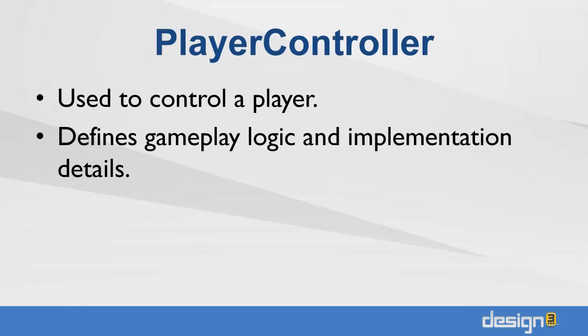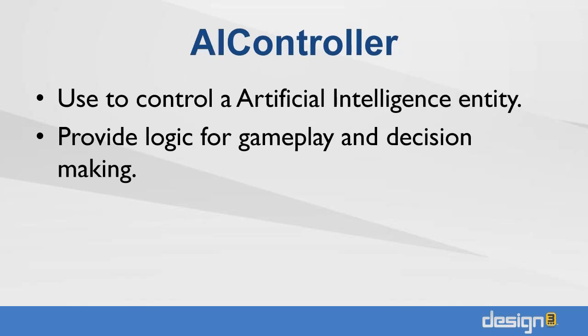Again, a player controller is used to control a player, so it defines the gameplay logic and implementations for how a player interacts with the world and how they'd physically play your game. An AI controller is used to control an artificial intelligence entity, so you use it to provide logic for things such as gameplay and decision making relevant to how that AI entity should use the world and navigate its way around.